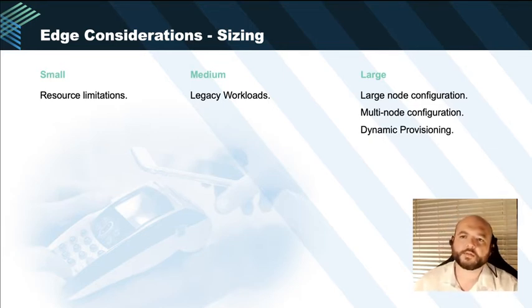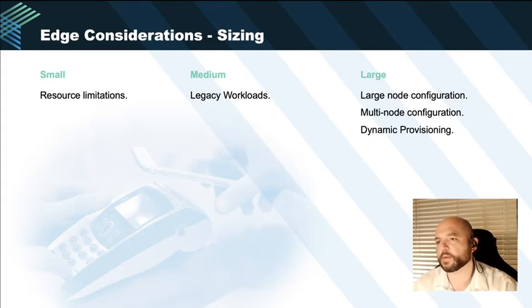For medium devices, you have the legacy workloads that I mentioned about, right? How do we handle these Windows things that need to run but scare us to death? How do we make sure that when they fail that we can reboot them and do that automatically without losing our ability to operate? And then with large devices, you have large node configuration issues and multi-node configuration issues, right? When you're talking about a data center, you may have multiple nodes there. And dynamic provisioning, right? How do you migrate applications in a multi-node environment?